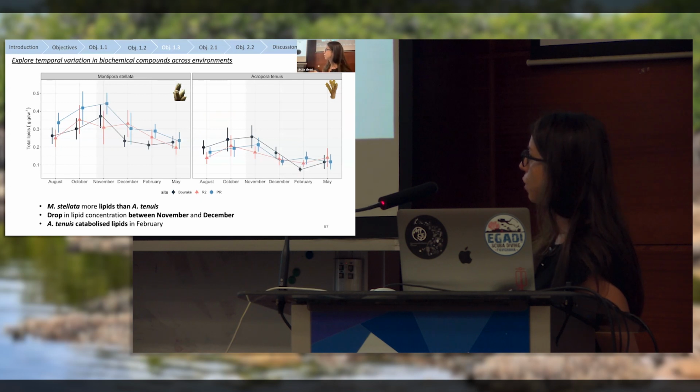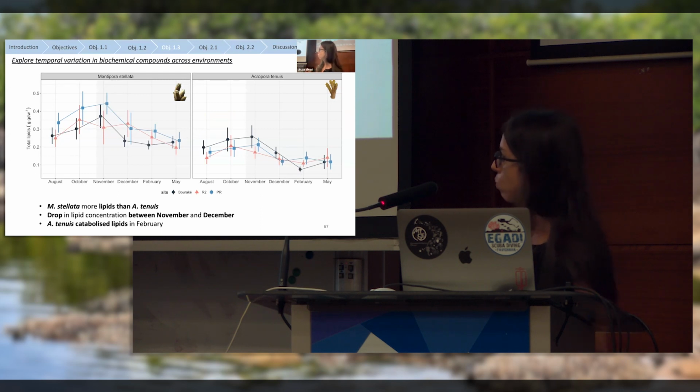So here is the variation of total lipids in time for Montipora stellata and Acropora tenuis, from Buraké corals in black, R2 inshore colonies in red, and offshore colonies in blue. So we had different results. The first one is that we can observe Montipora stellata had higher lipid content compared to Acropora tenuis.